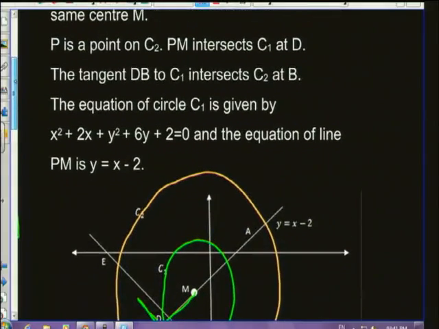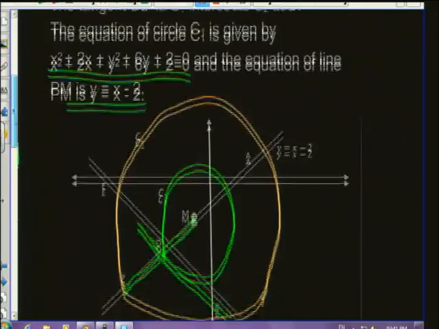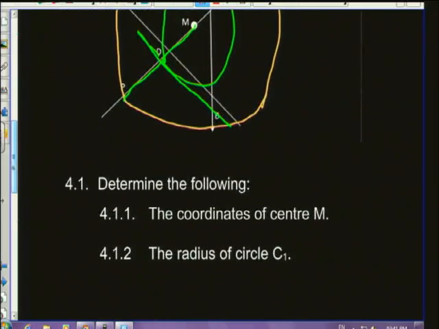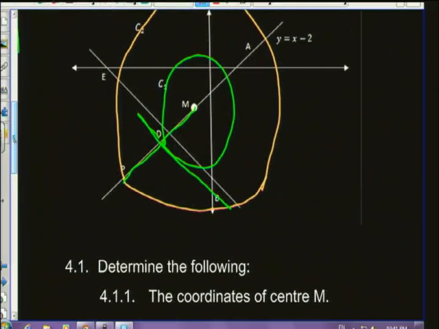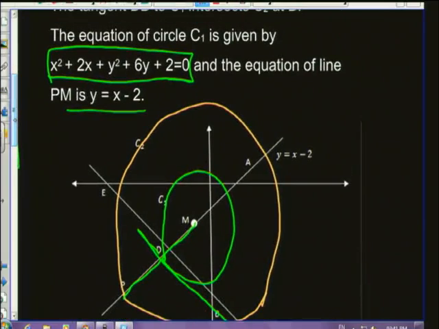And the equation of the circle C1 is given by that equation there. And the equation of line PM is y is equal to x minus 2. Fine, so that's all we're told. What do they want us to do? Find the coordinates of center M. Okay, center M is the center of the two circles, but we're given the equation of C1. So if you want to find the coordinates of M, we need to complete the square.